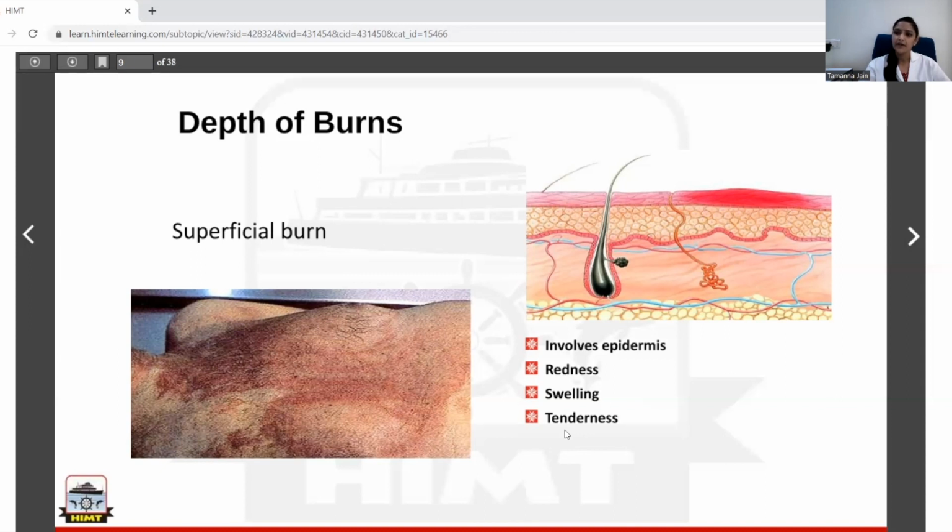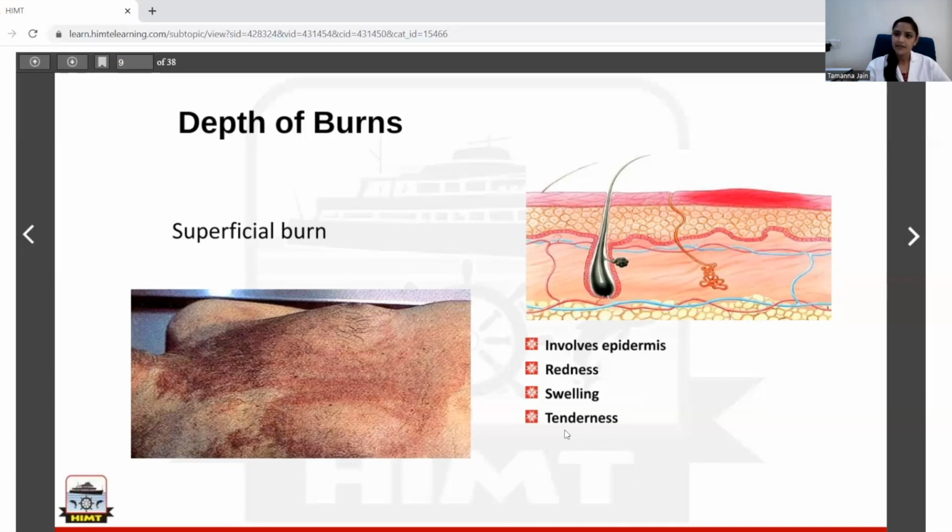Why do we have to apply ointment? To prevent infection. One more important point: whenever we apply ointment, always use a gauze piece. Never use cotton, because cotton will stick to the wound. So it is better to use a gauze piece, or any clean cotton cloth can be used to apply ointment. Sometimes even a dressing can be done.